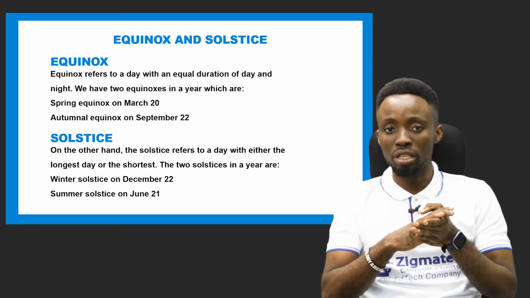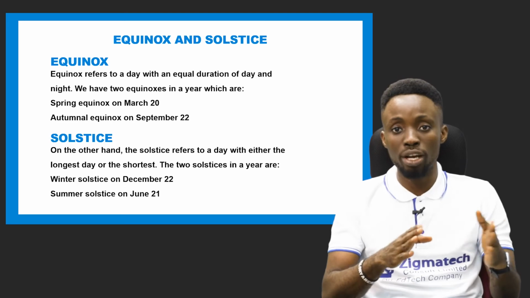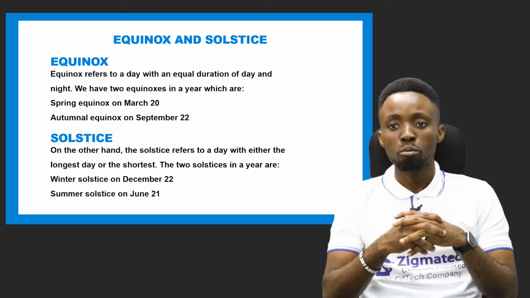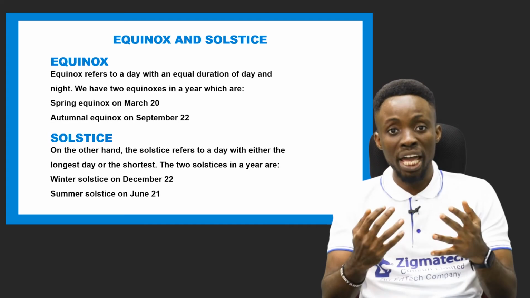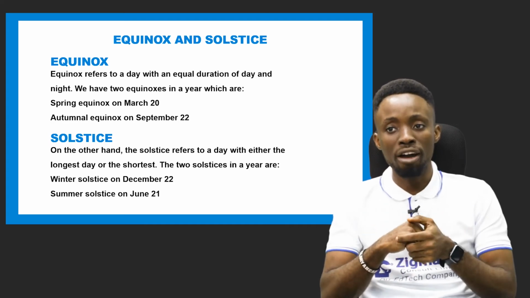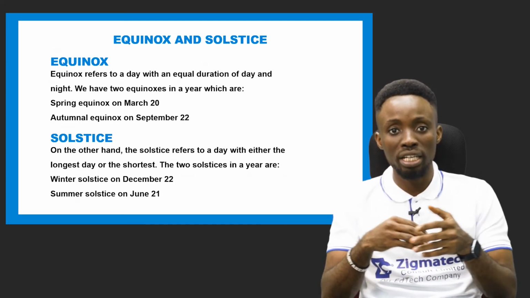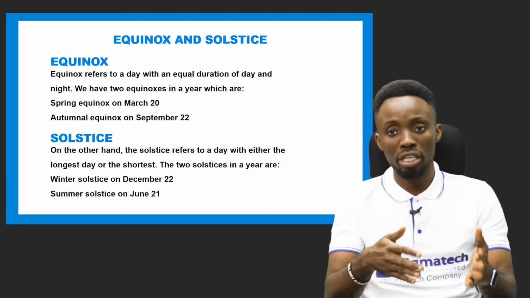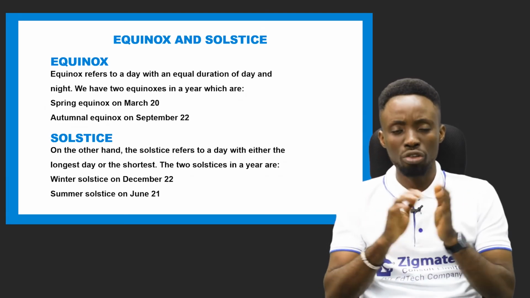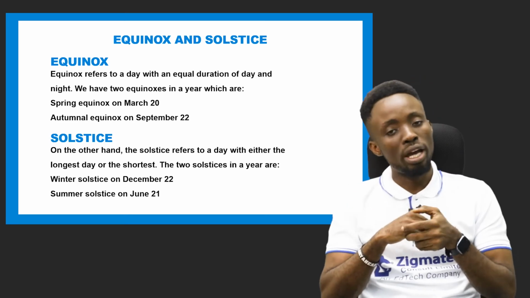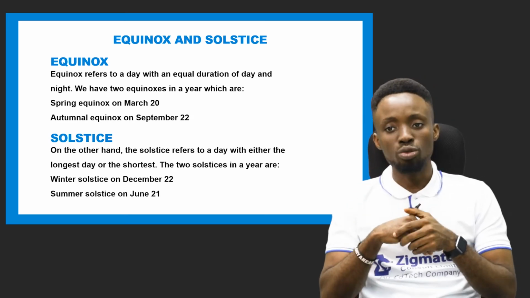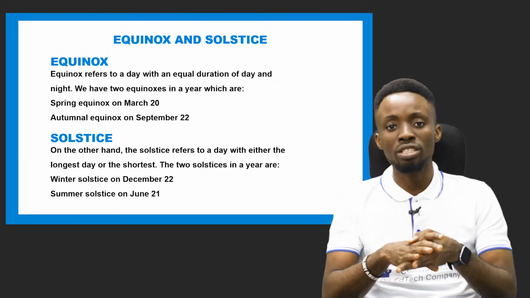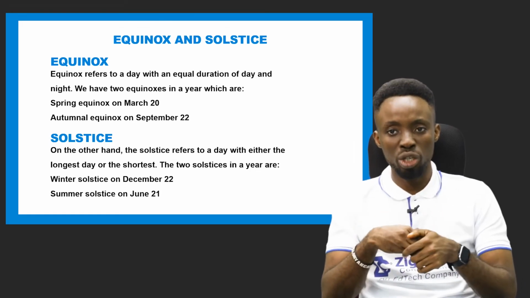Now, equinox comes from the word equi, which means equal. So when we talk about equinox, we are talking about a time of the year where we have an equal duration of day and an equal duration of night. We can put it simply as equal day, equal night. During the year, we have two equinoxes. The first one is during the month of March, on the 20th of March to be precise, and we call that the spring equinox.